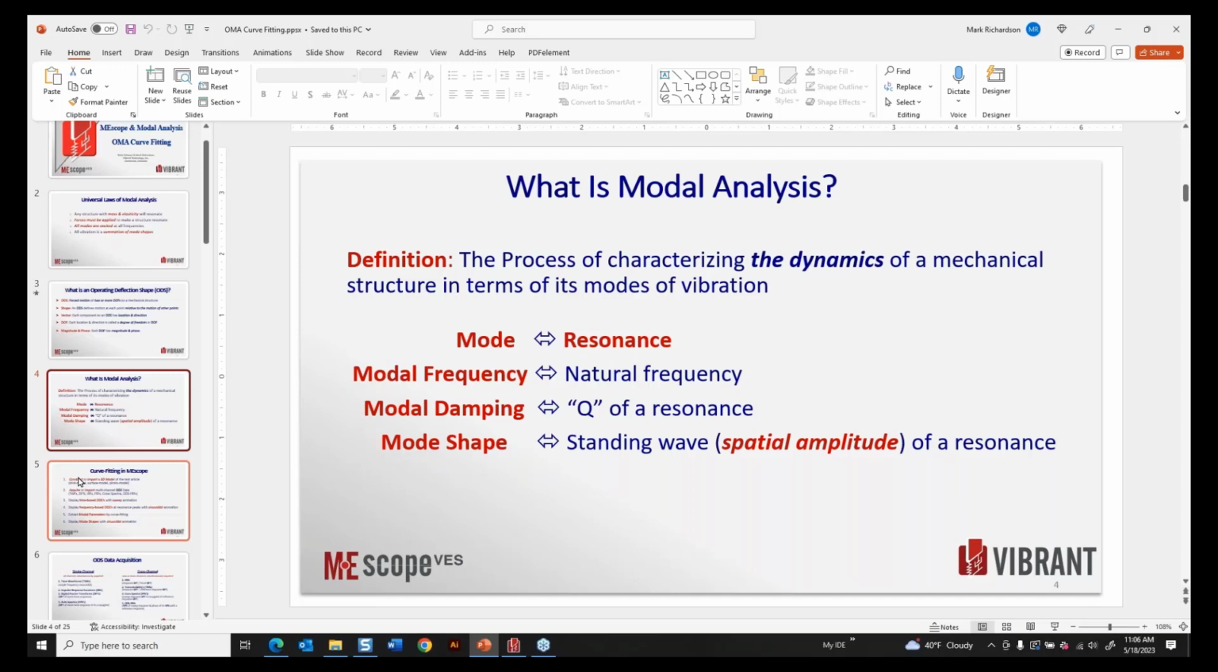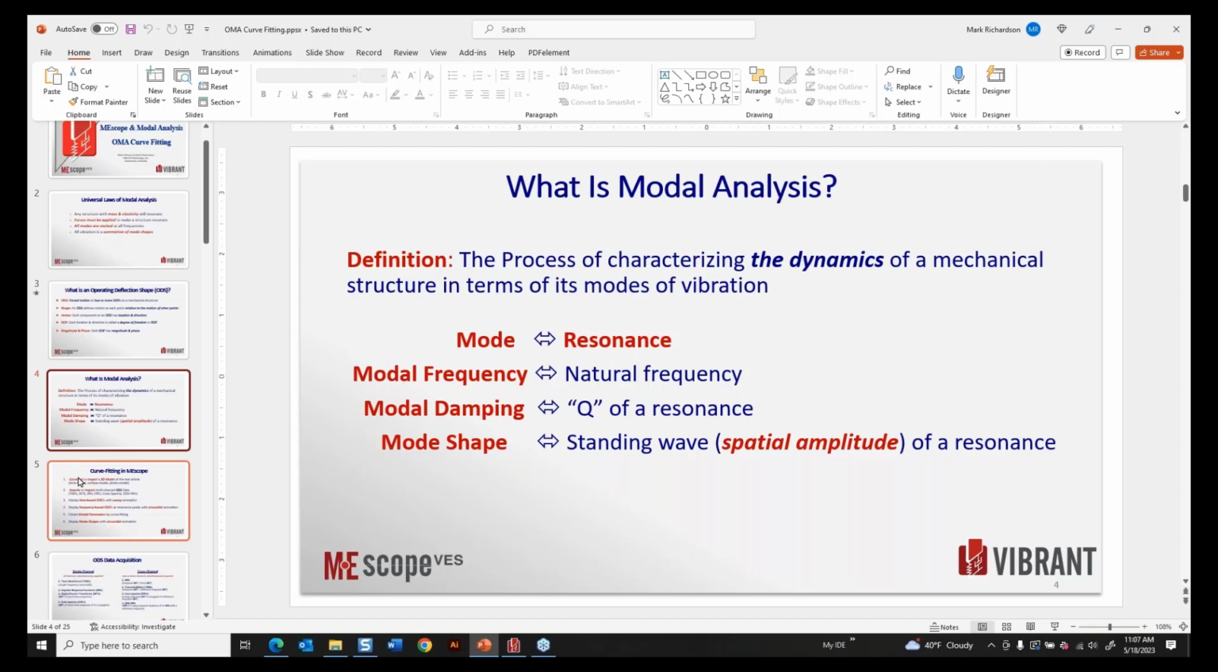So how do we distinguish ODS analysis from modal analysis? Well, here's a definition. Modal analysis is a process of characterizing the dynamics of a mechanical structure in terms of its modes of vibration. So we're talking about dynamics here, not statics. When I put a static load on a structure, it causes deformation, a static deformation, but that's not a mode of vibration. A mode of vibration is a resonance, and it involves dynamics or motion. So what we call a mode is really the same as the term resonance, resonant vibration.